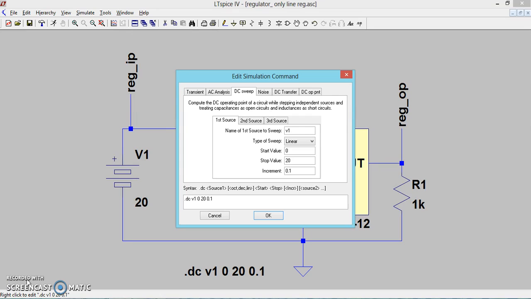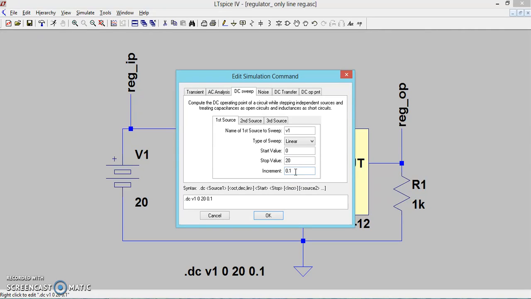Now here in line regulation, since we are varying the input voltage, we are specifying the particular voltage source V1 which we are sweeping. This is V1. Even though 20 volt is specified here, it will be overwritten by the simulation command which is being specified in DC sweep. So here I am specifying the DC sweep type as linear because I want to linearly vary the voltage from 0 to 20 volts in steps of 0.1 volt, so that we can get a smooth graph.